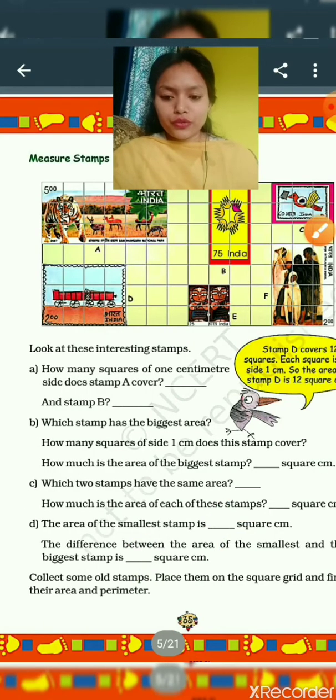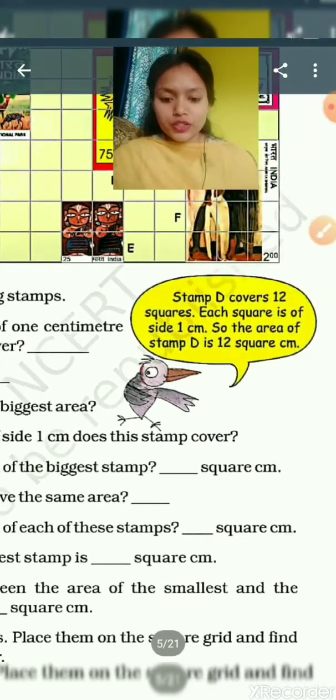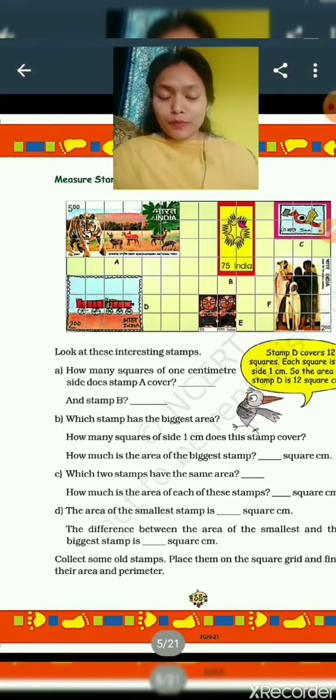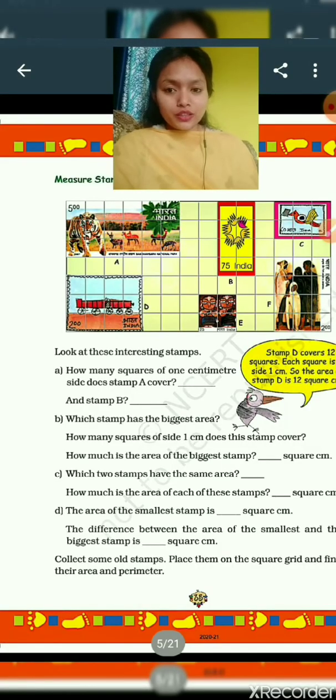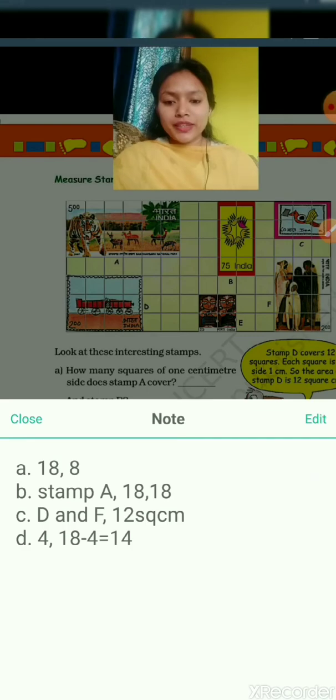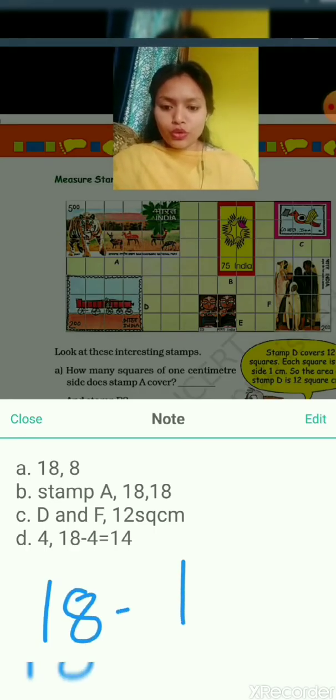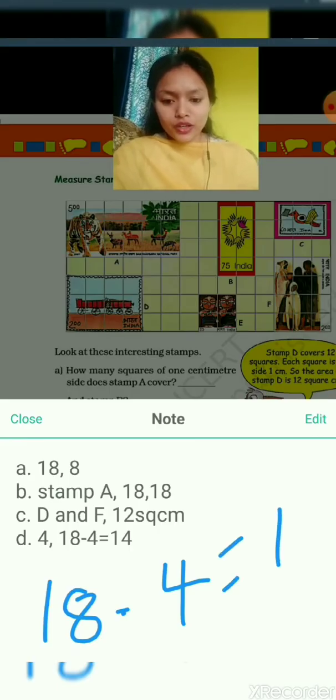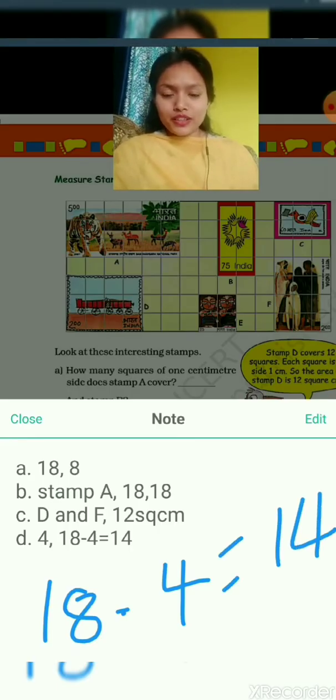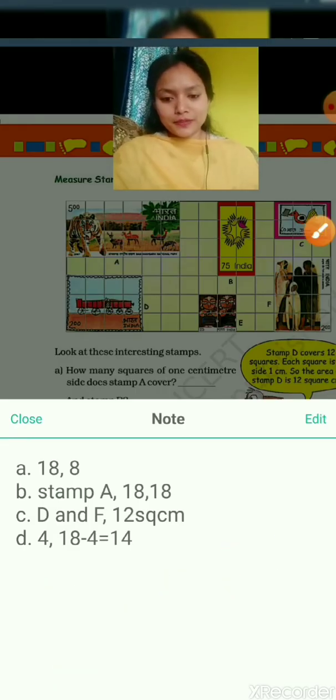Now the question is the difference between the area of the smallest and the biggest stamp. So you have to find the difference between the area of the smallest and the biggest stamp. The area of the biggest stamp is 18, and the area of the smallest stamp is 4. So we will subtract because we have to find the difference between them. We will get the answer 14. So the difference between them is 14 square centimeter.